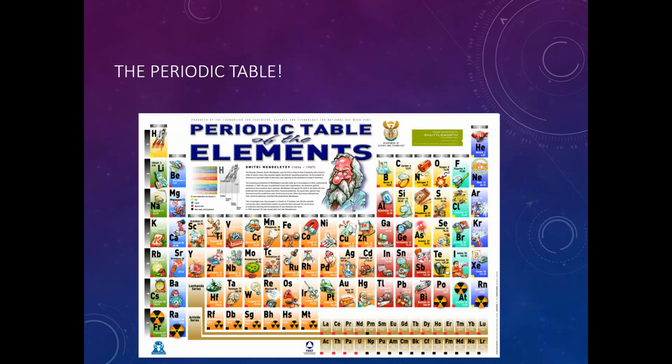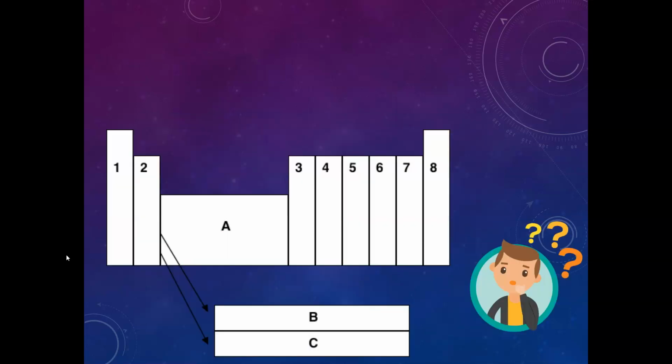So we are back looking more at the periodic table of the elements. So when we look at that periodic table, we have it broken down kind of like this. We have groups 1, 2, 3, 4, 5, 6, 7, 8. And then I'm going to break out these large blocks, A, B, and C.